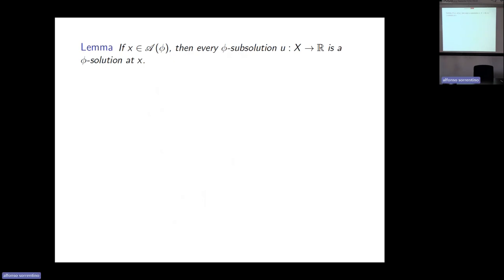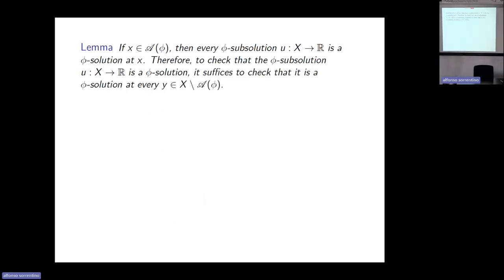Now, if we have x in the Aubry set, then every phi subsolution is a solution at x. So subsolutions are solutions at the Aubry set. Okay, and therefore to check that the phi subsolution is a phi solution, you just have to check it at the points outside of the Aubry set.